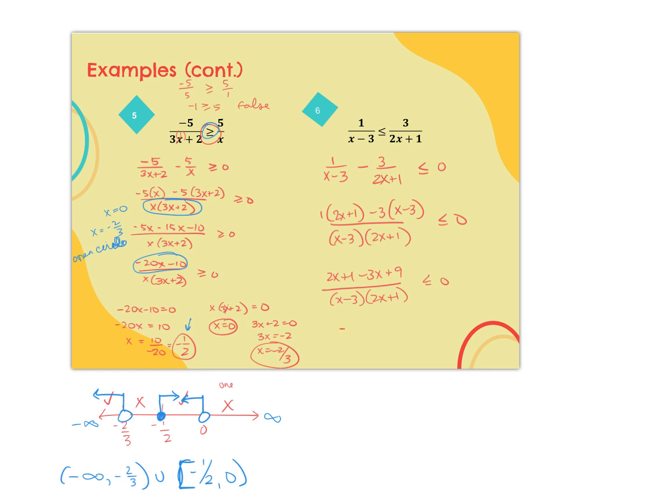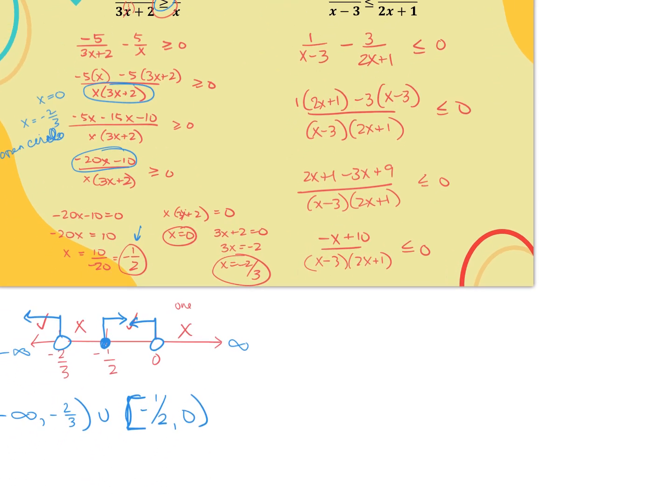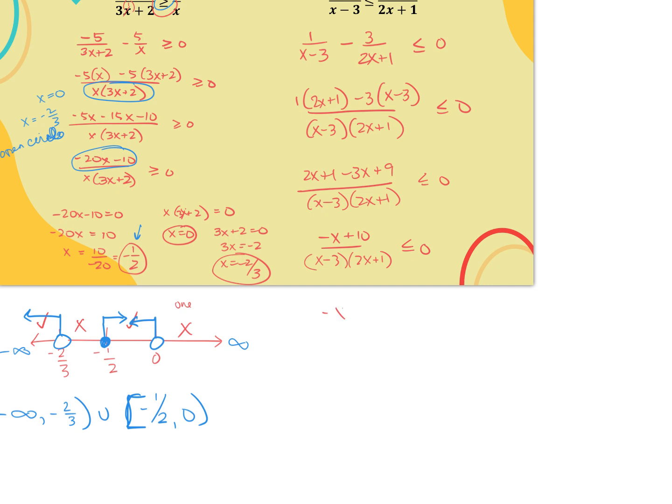Combine my like terms, I get minus x plus 10 over x minus 3, 2x plus 1, is less than or equal to 0. So now, again, I'm going to set my numerator equal to 0, and I'm going to figure out what x equals. So x is 10, so that's one solution, right? And then I'm going to set my denominators equal to 0, or the factors in my denominator equal to 0, okay?